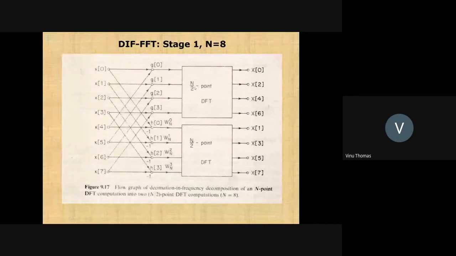Now you need to compute the n by 2 point DFT of the sequence here. That will give you the even samples of x of k, so x of 0, x of 2, x of 4, x of 6. And this should give you the odd samples of x of k, right? I hope this is okay.